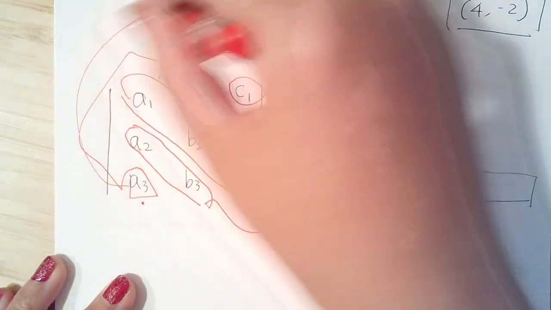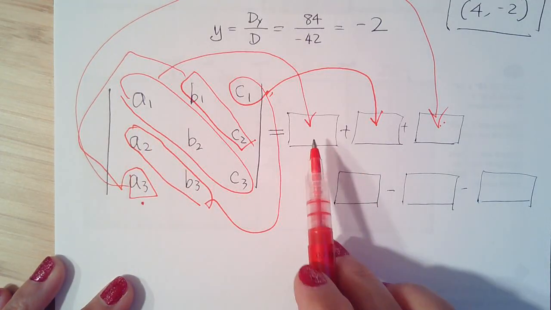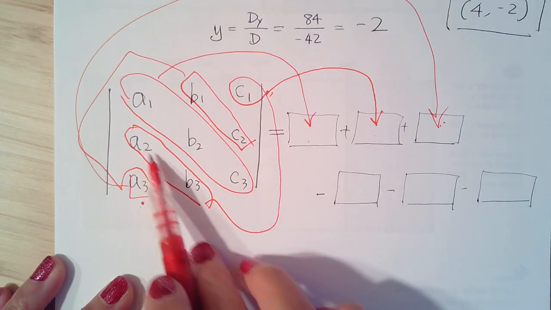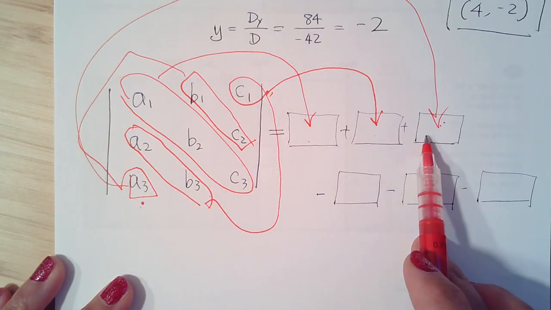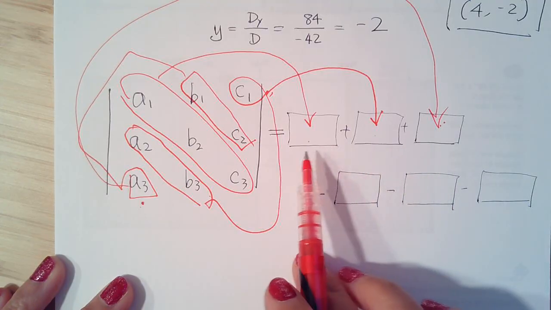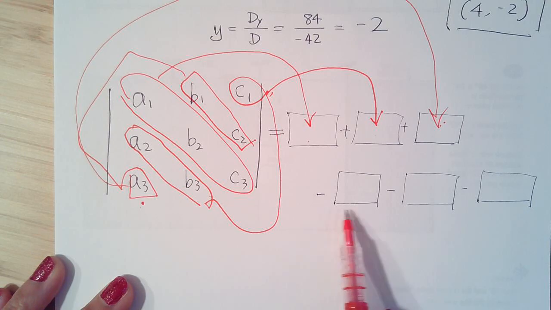Yeah, I just put it here. Okay, so that's the product of these 3 numbers go here, the product of these 3 numbers go here, and the product of these 3 numbers go here. So you're going to have 3 numbers. That's the top, that's the first part of your choo-choo train. And then the second part is going to be minus, minus, minus.